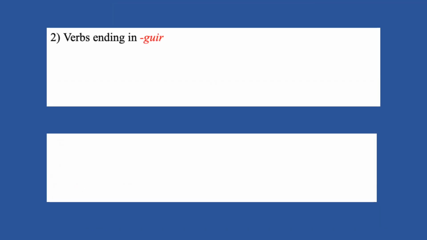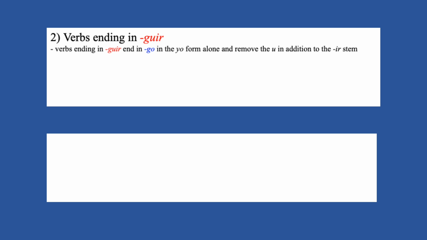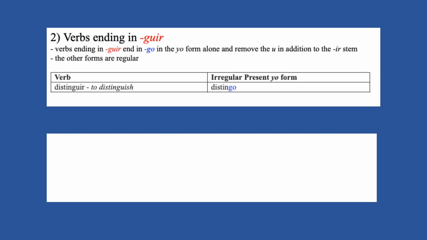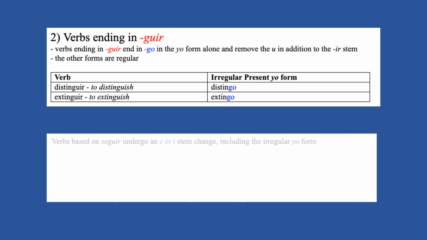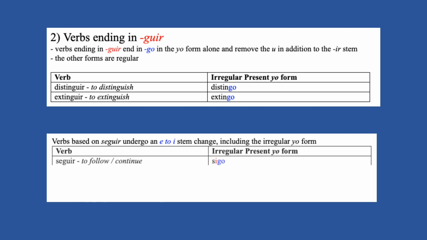Verbs that end in -gir end in -go in the first person singular form, and they remove the u in addition to the -ir infinitive ending, but the other forms remain regular. As for verbs based on seguir, they also undergo an E to I stem change, and this also applies to the irregular yo form.